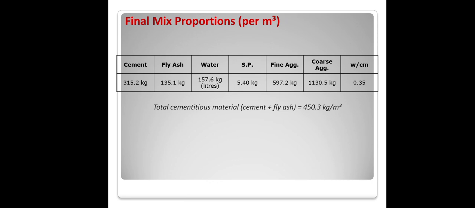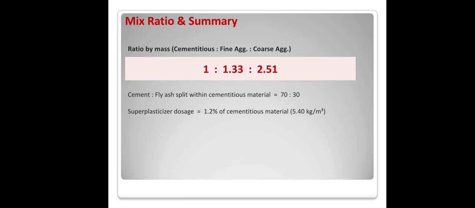Expressing this as a ratio by mass, cementitious material to fine aggregate to coarse aggregate, we get 1:1.33:2.51. Within the cementitious material, cement and fly ash split roughly 70-30, and superplasticizer dosage remains at 1.2% of the cementitious content. Thank you.